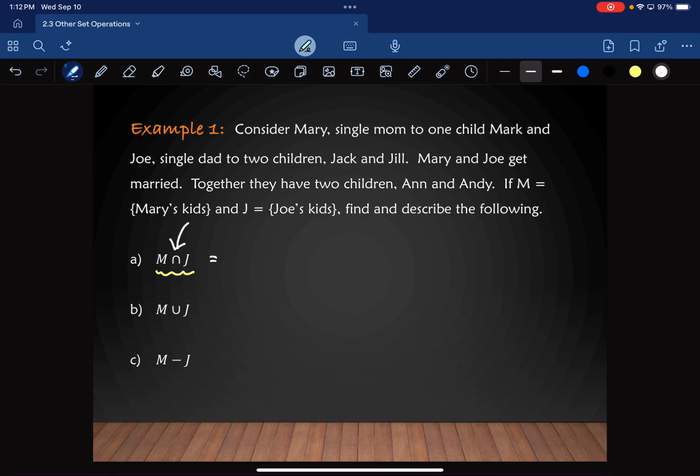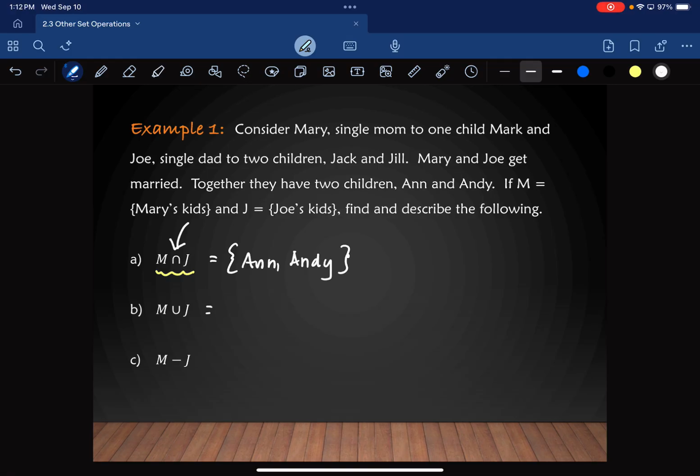So which of these groupings of children, there's several children listed, are common to both Mary and Joe? Ann and Andy. So this is Ann and Andy. And we're using sets, so we'll put them in those curly braces.